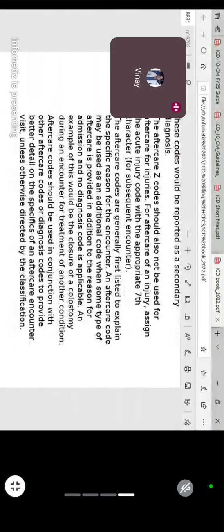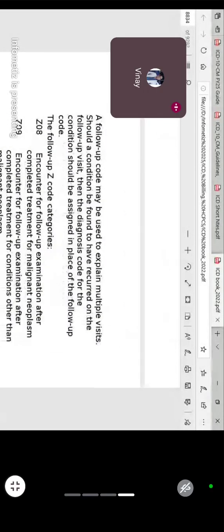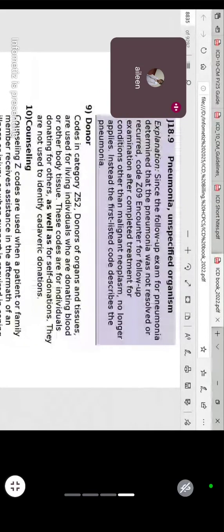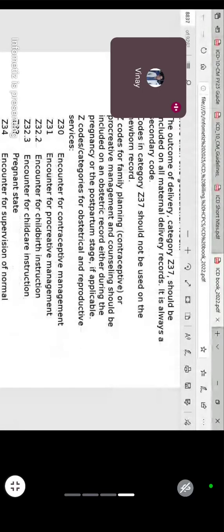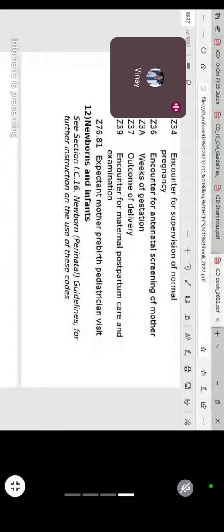I want to show you because we have different codes on that. Single live born, single stillbirth, twin both live born, twin one live birth one stillbirth, twins both stillbirth. Outcome of delivery, okay. There is one, but it is not a complete code now. We have Z37.0, Z37.1, Z37.2. That's what I'm searching.